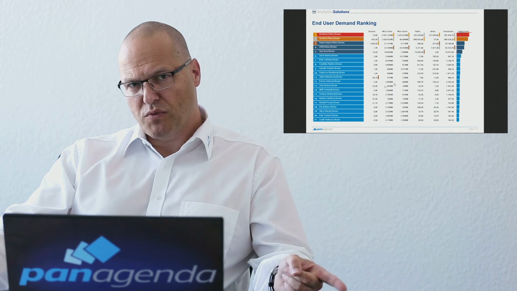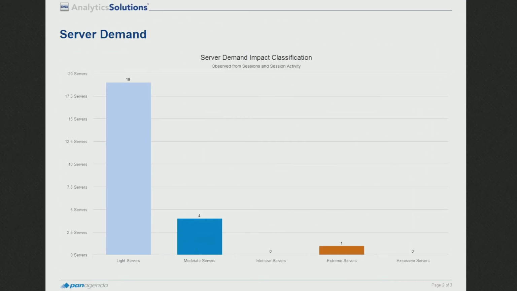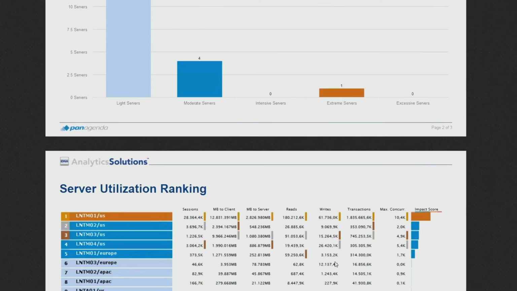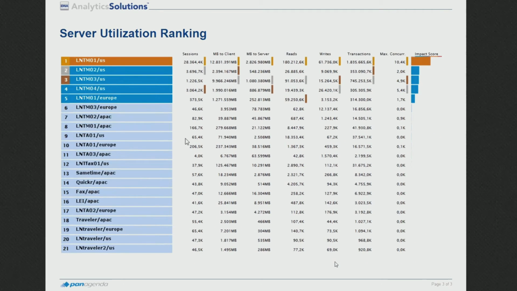Now we change perspective to the server. We find the servers classified in the same categories from light to excessive. In this special example, we found 19 light servers and 4 moderate servers and 1 extreme one, and go directly to the utilization ranking. You see in the same color scheme the 1 heavy load server compared to the more heavy load servers to the light servers.